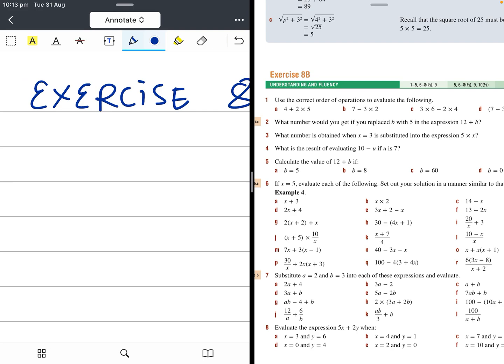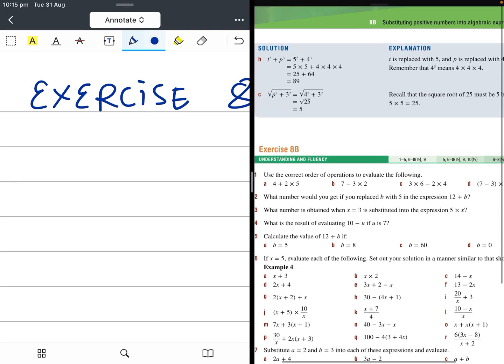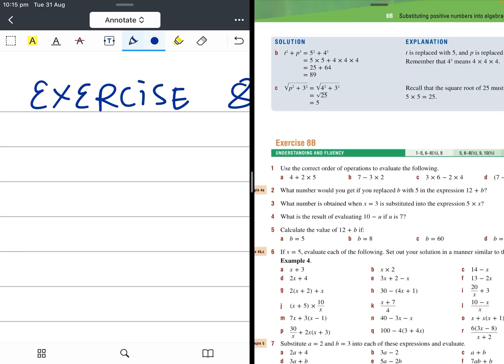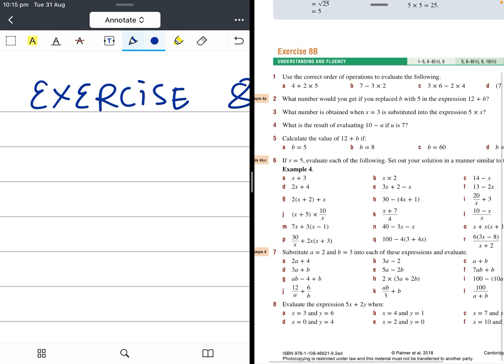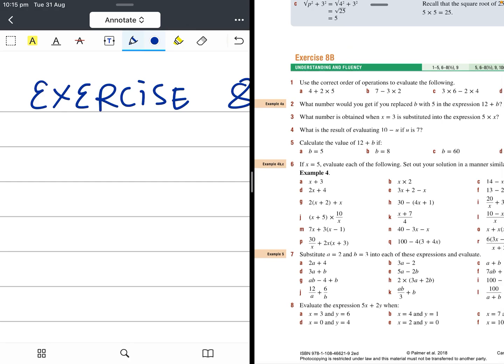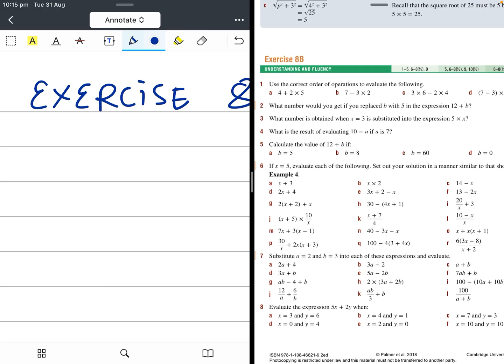So here's question 1. Question 1 says, use the correct order of operations to evaluate the following. Now make sure you're having a look at all of these blue boxes at the top and on the previous pages. They will help you. See how here it says example 8a next to question 2. So that's where you go if you need some help. Now the first one says, use the correct order of operations to evaluate the following. Now I'm just going to do 1a with you.